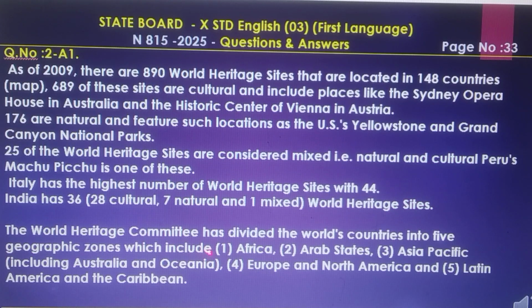The World Heritage Committee has divided the world's countries into 5 geographic zones: the first one is Africa, the second one is the Arab States, the third one is Asia and the Pacific, including Australia and Oceania, the fourth one is Europe and North America, and the fifth one is Latin America and the Caribbean.